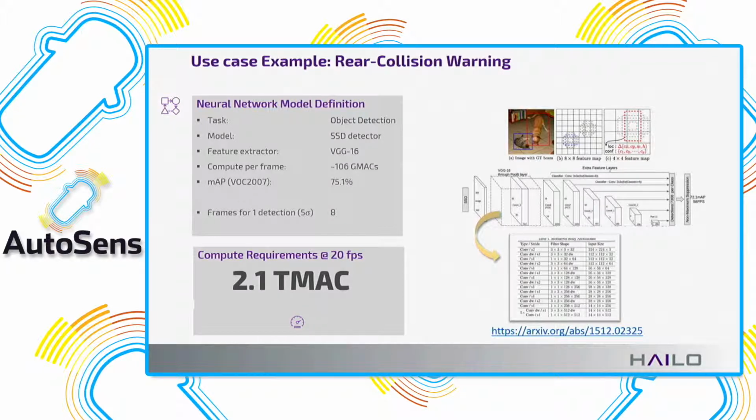Within these numbers, it's a relatively accurate network, and depending on the confidence level that you are asking for, you need around 8 frames to have a positive detection with good certainty. Putting all the numbers together, you're getting to a relatively high computation requirement, around 2 trillion multiply accumulates per second, which is a big number. Now, this by itself doesn't mean much. The question is, what is the system cost for this kind of scenario?